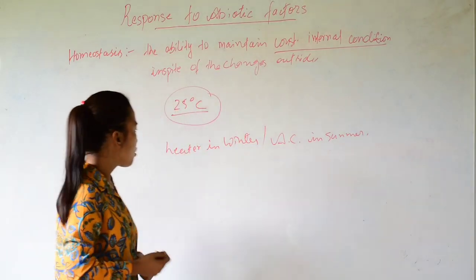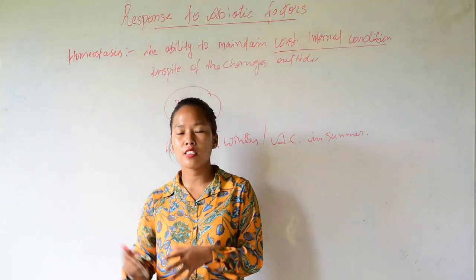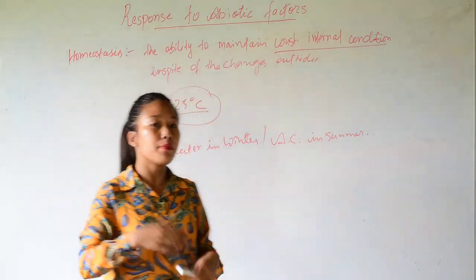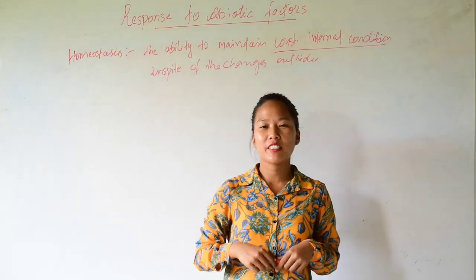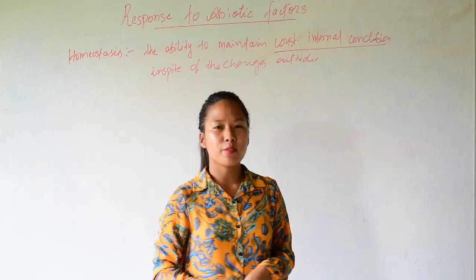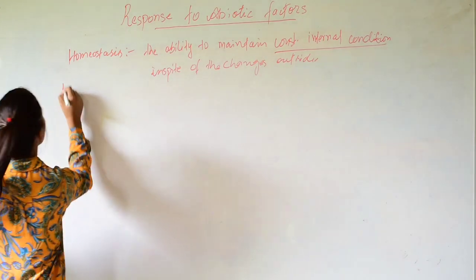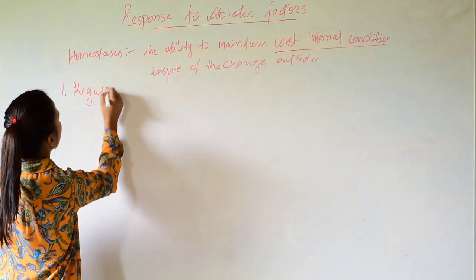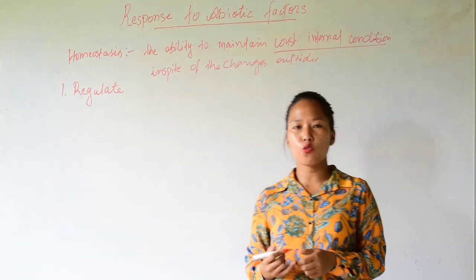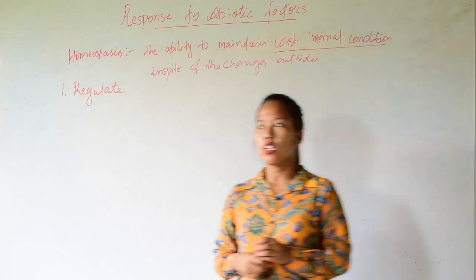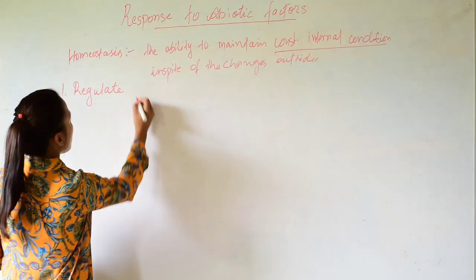So in the next topic we will be discussing most of these physiological processes or mechanisms that organisms carry out in order to keep their internal body condition constant. Now we will discuss the various mechanisms one by one. Number one, the first one is regulate. We already know what regulate means. Regulate means to maintain a constant internal condition. So these organisms, such as all birds, okay?